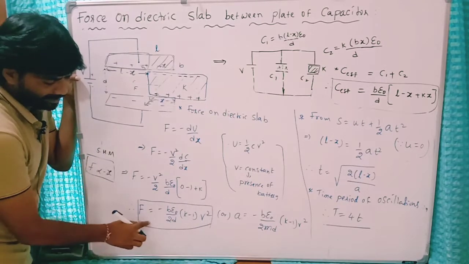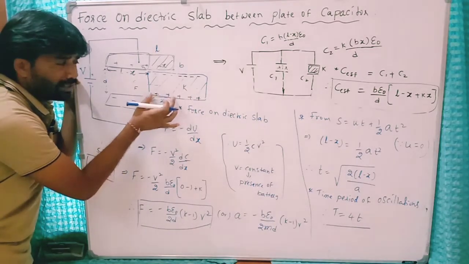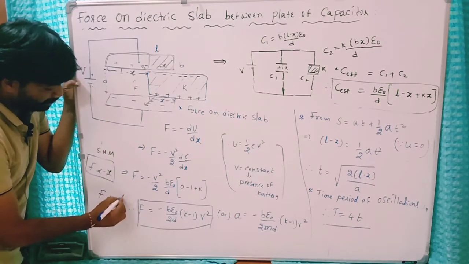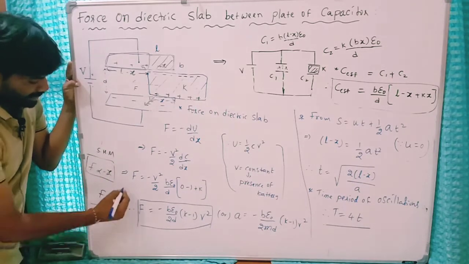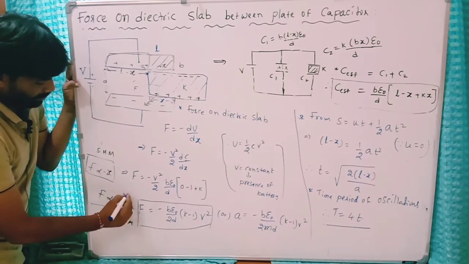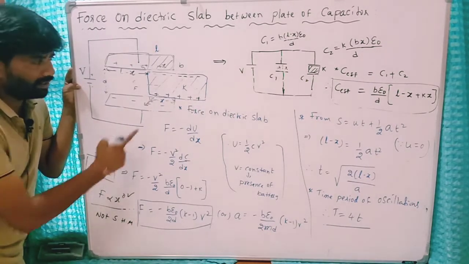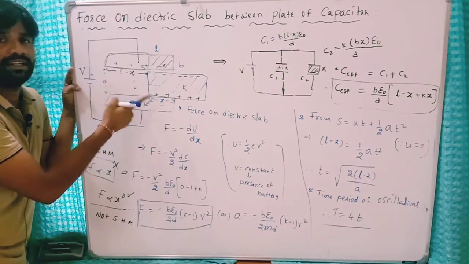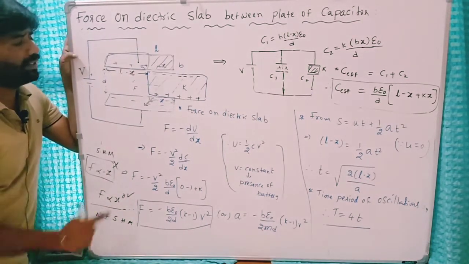But here you can check this equation. This F is independent of the length of the part of the dielectric material inside the capacitor. So this F is directly proportional to x power 0, but not x. So its motion is not simple harmonic motion. This is the condition for simple harmonic motion, but it doesn't execute simple harmonic motion. It just oscillates because of this attracting force. Clear?